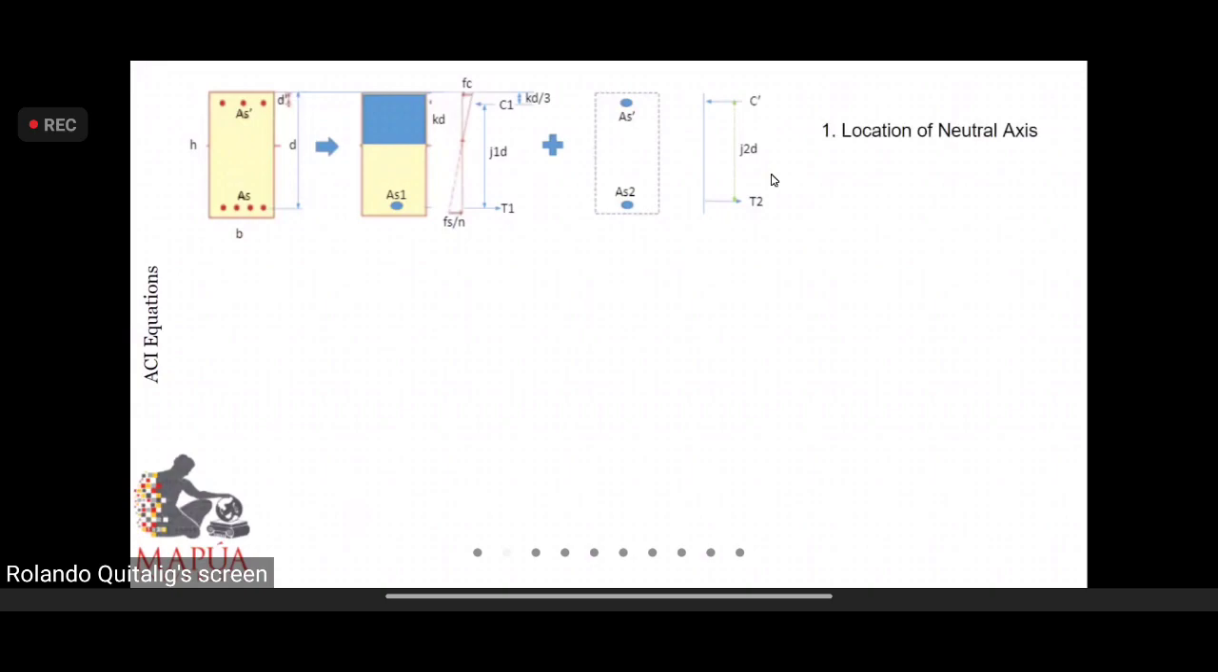So first, we locate the neutral axis. We did compute that already, but we can compute this utilizing the ACI equation. We did derive the formula for kd. Please revisit our previous discussion here. But kd should depict the same magnitude as x, which is equal to 204.6 millimeters. Then we consider the forces.